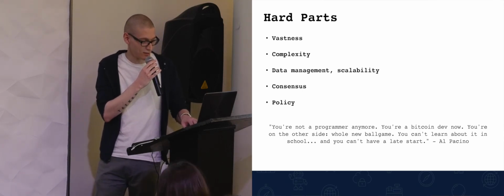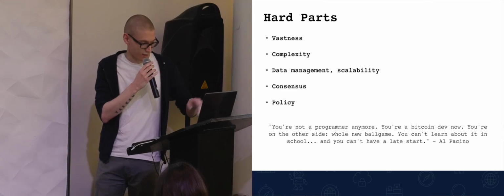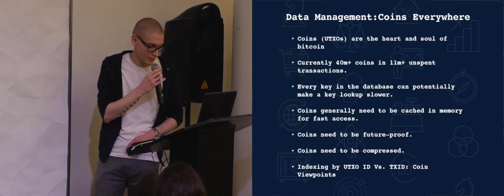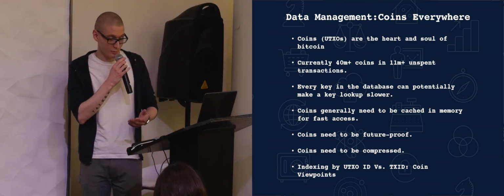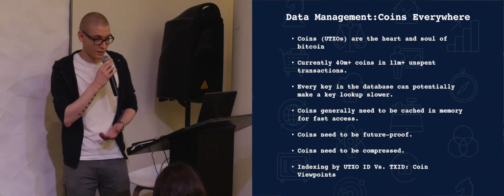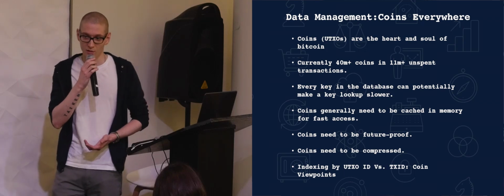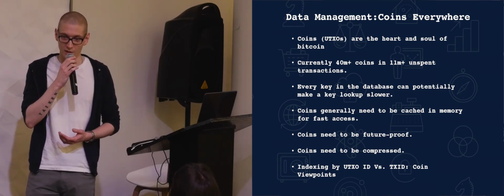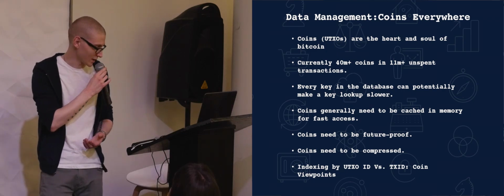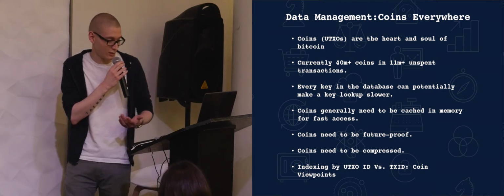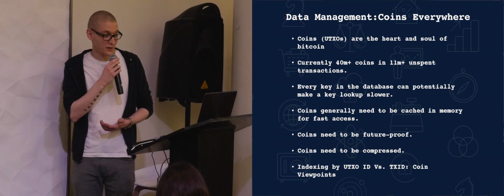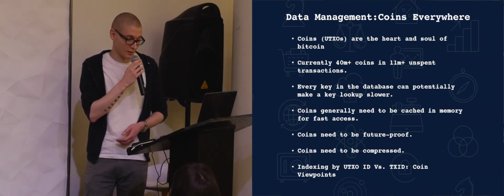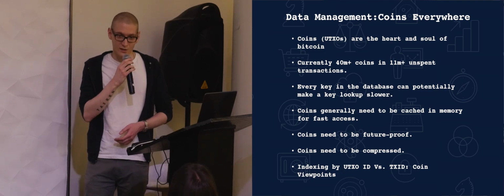So let's examine. I sort of explained vastness and complexity, but let's start with data management and scalability and what that requires. So data management in Bitcoin, there's coins everywhere. And when I say coin, I mean UTXO. I call UTXOs coins because I think UTXO is a really ugly acronym and coin just makes more sense. So coins are the heart and soul of Bitcoin. There's currently 40 million coins and 11 million unspent transactions. So this is sort of a problem.